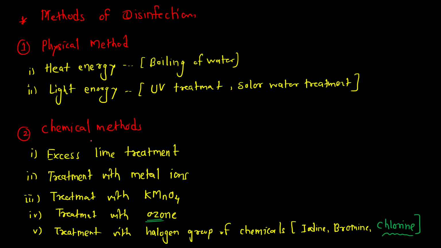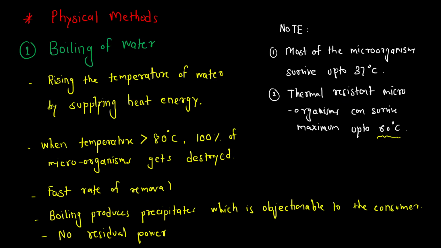So we'll start with the chemical methods of disinfection. In the previous video, we have seen the physical methods, that is boiling of water and UV treatment. So in the chemical methods, the first one is excess lime treatment. If you remember, in the physical methods, we have written a note here.